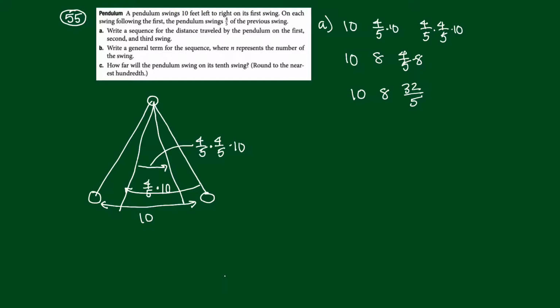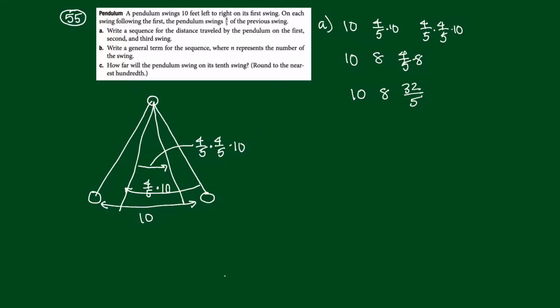So the first distance it traveled, now I'm down here at the picture, from here all the way over here was 10 feet. Then it traveled 8 feet. Then it traveled 32 over 5 feet. Now, 32 divided by 5 is a little bit more than 6. And now part B asks us to write a general term for the sequence where n represents the number of swings. Okay, let's get an idea of how to do this by writing out everything that happened.